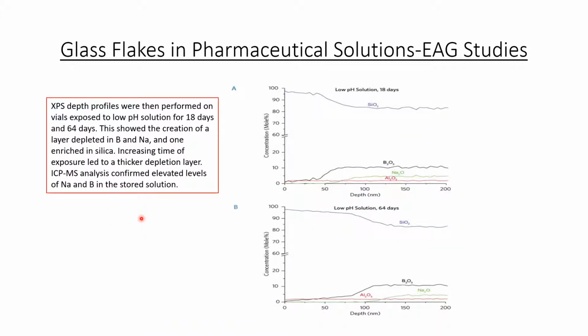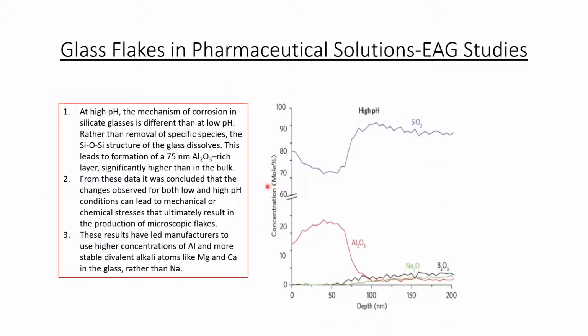We then performed a series of XPS depth profiles on vials exposed to low pH solution for 18 days and 64 days, shown here. This showed the creation of a layer depleted in boron and sodium and one enriched in silica. Increasing time of exposure led to a thicker depletion layer. For 18 days, it's around 50 nanometers, and then for the 64-day solution, it's around 75 nanometers. ICP mass spec analysis confirmed elevated levels of sodium and boron in the stored solutions.